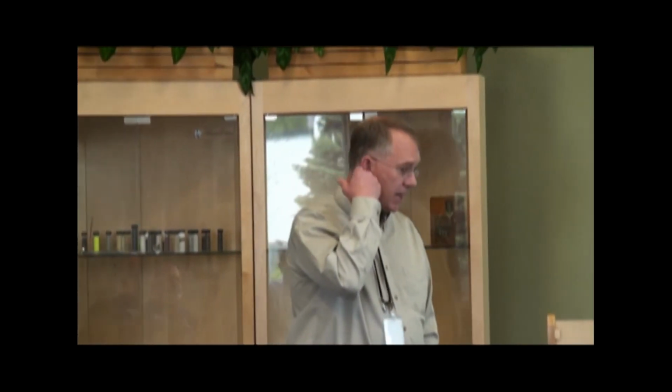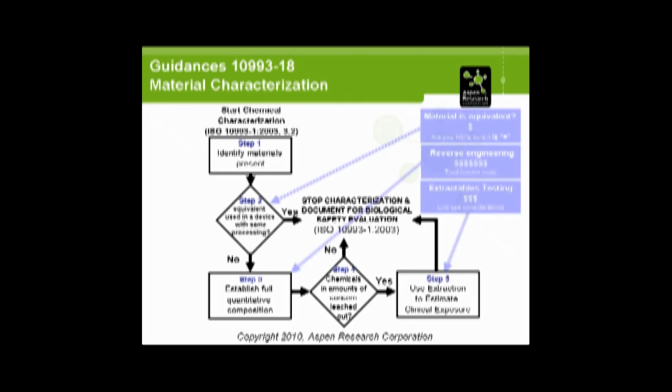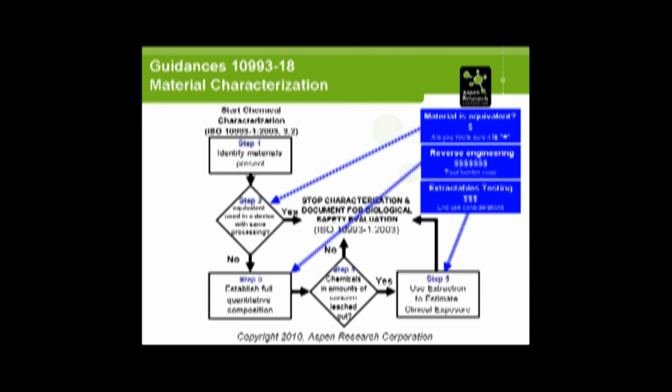So 10993-18 takes you through this flow diagram, if you will, as to how you have to characterize your material. So if you know everything there is to know about your material and can guarantee that there's no risk introduced, you don't have to do anything. Chances are pretty good that you don't know everything. And it takes you through some steps, asks some questions, but basically it runs down and it says you have to run extractables testing to characterize your materials so that they can do a risk assessment as to what those extractables might cause for damage.